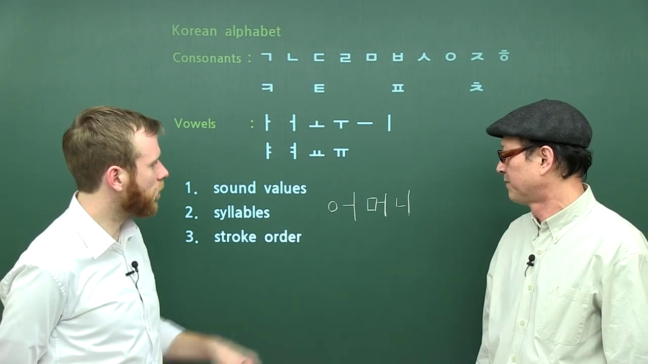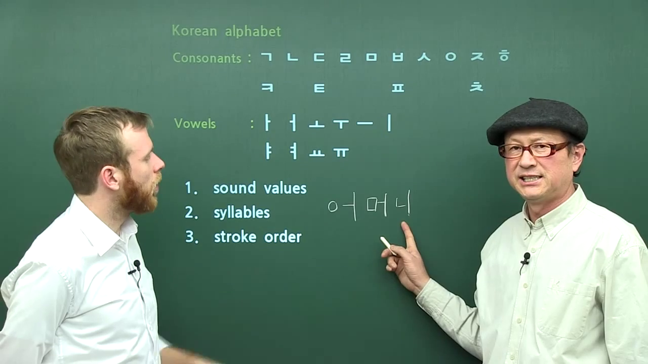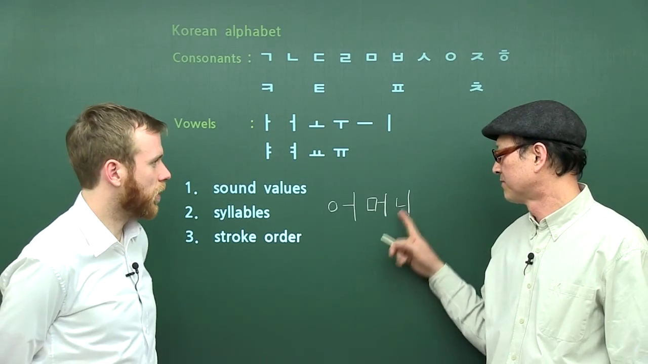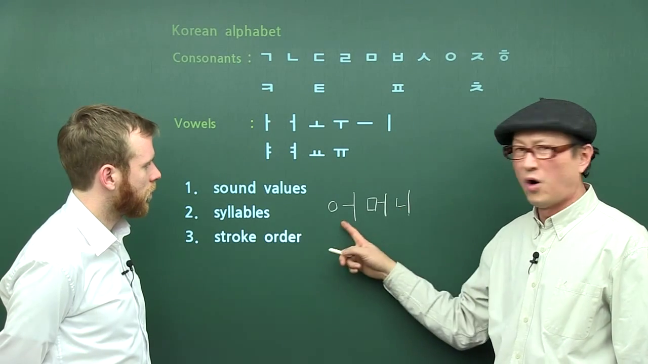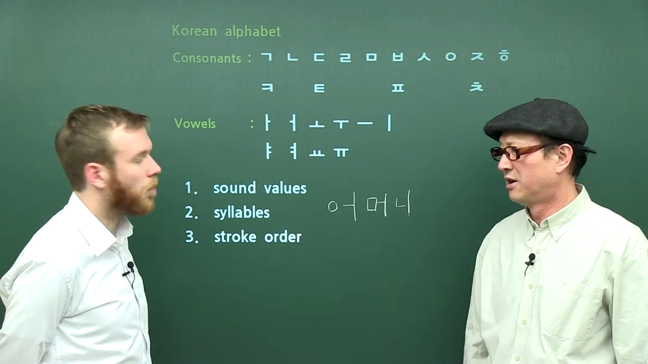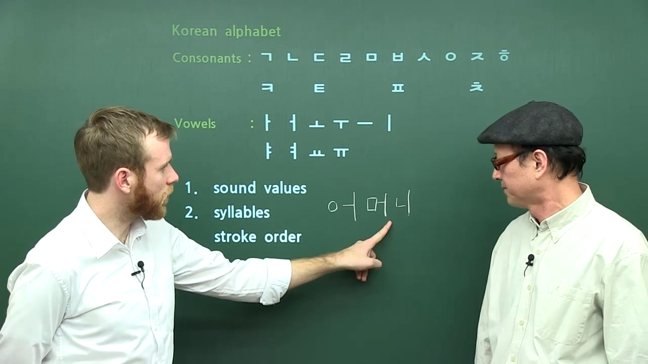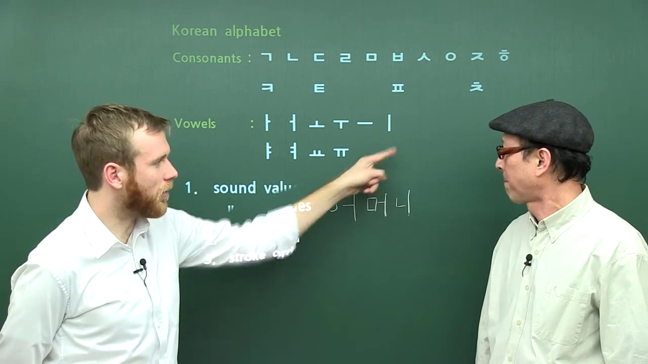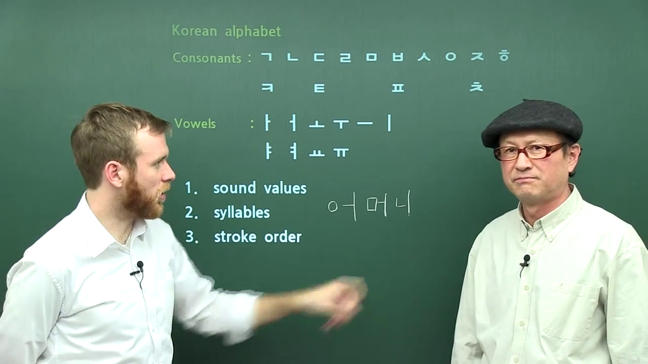So, 어머니. 이, always 이, and 어머니, mother. Mother, right. So same vowel sound for the first 2 syllables and the E sound at the end. So 이, 어머니.